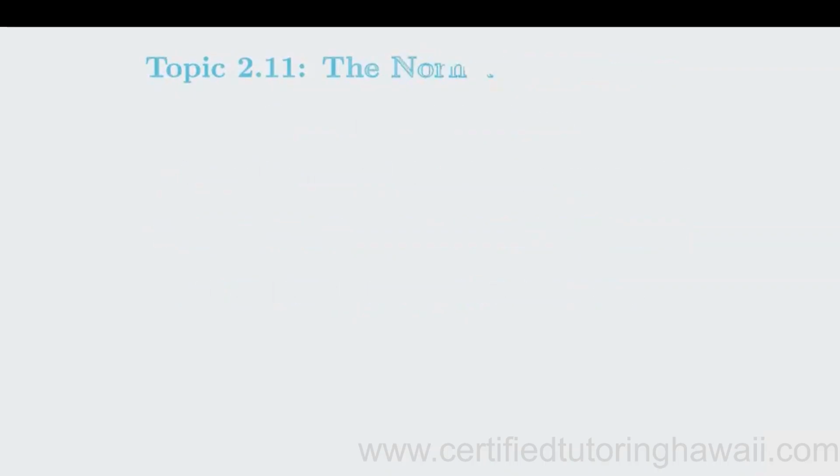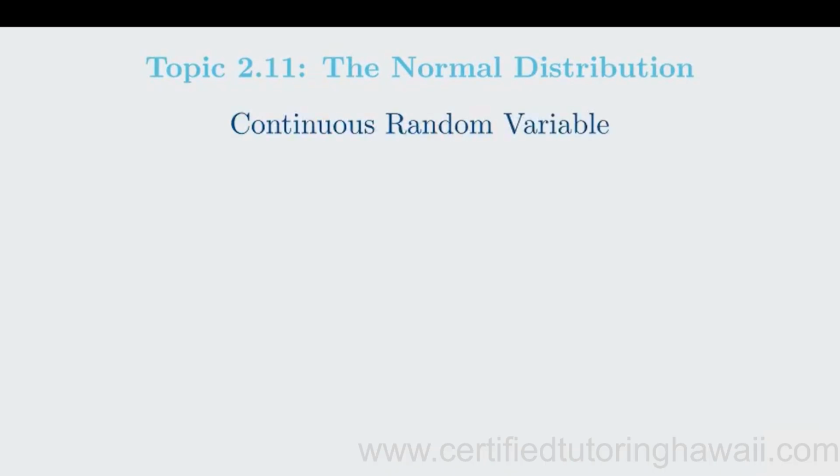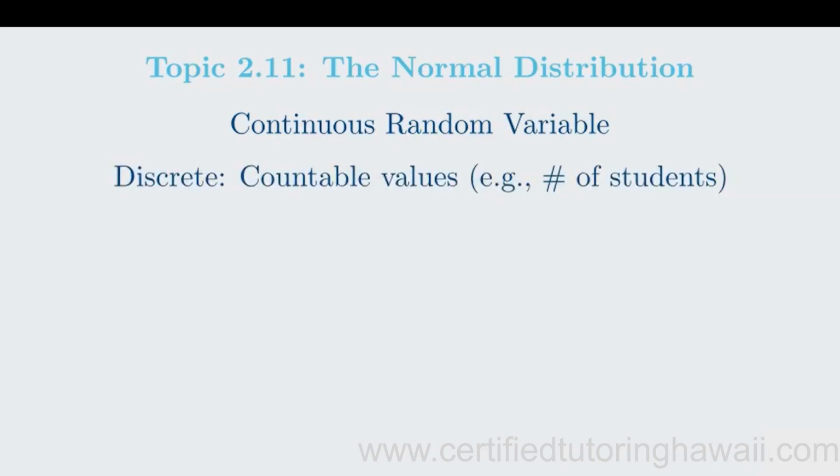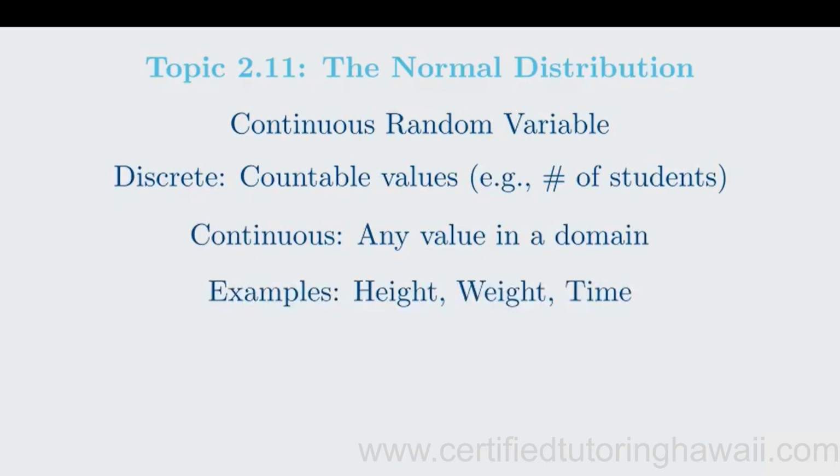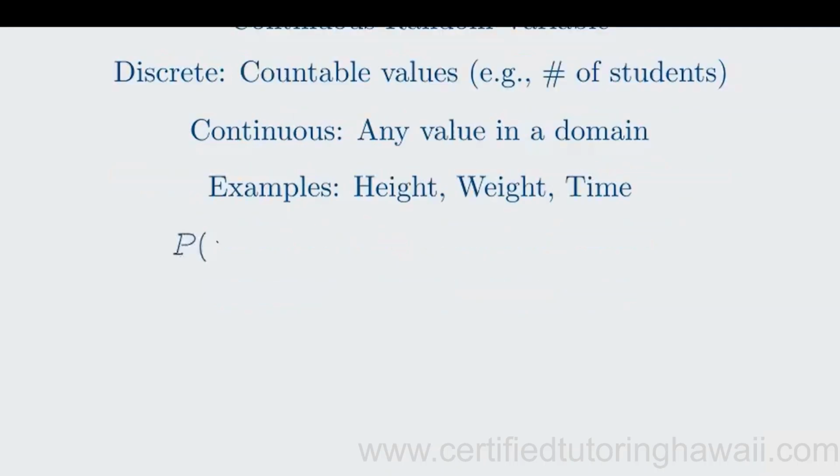Topic 2.11. The normal distribution. We begin with the idea of a continuous random variable. Unlike discrete variables that you count, like the number of students in a room, a continuous random variable can take on any value within a range. Think of height, weight, or time. Because there are infinite possible values, we describe probabilities using intervals and the area under a curve. Many continuous random variables in the real world follow a specific pattern called the normal distribution.